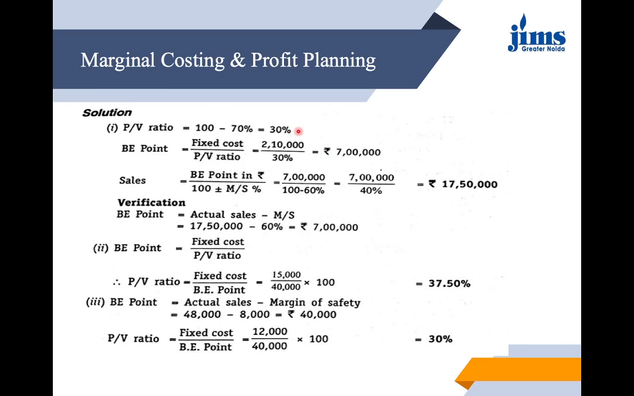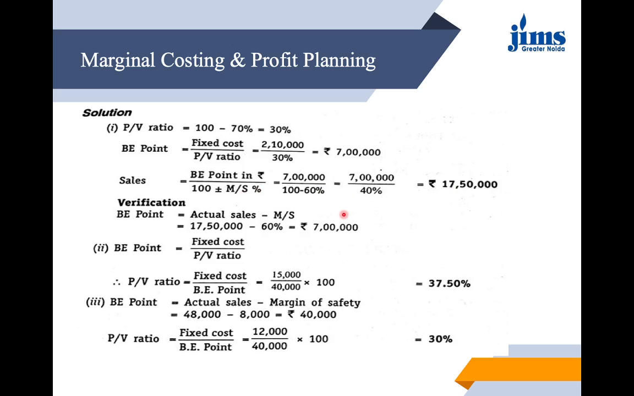So first of all, we can find out our PV ratio as 30%. We can find out break-even point using fixed cost upon the PV ratio. We are able to obtain it as 7 lakh. In the next case, sales is equal to break-even point in rupees upon 100 plus or minus whatsoever is the margin of safety ratio. So we are able to obtain this amount as 70 lakh 50,000.